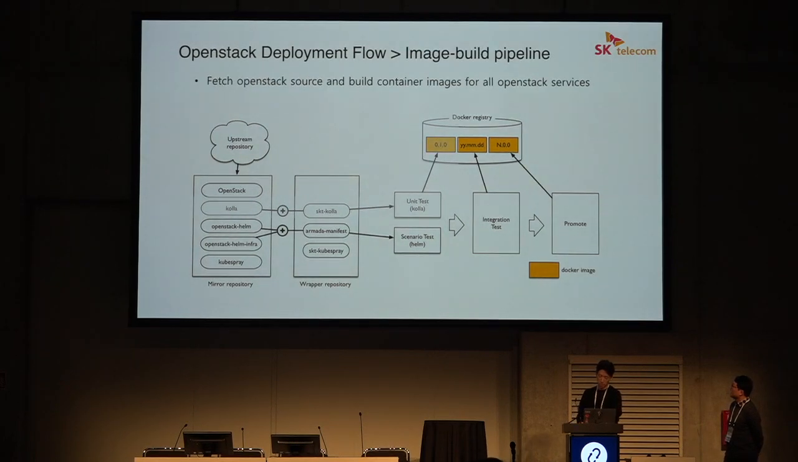The first one is the image build pipeline, which builds container images of all OpenStack services. It fetches OpenStack source and Kolla source from upstream and builds container images using the Kolla build tool, and then pushes the built images into our internal Docker registry once the unit test has passed.